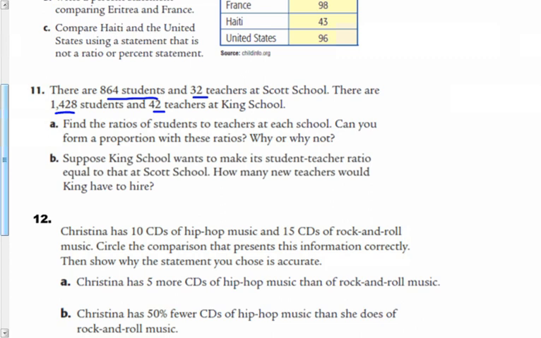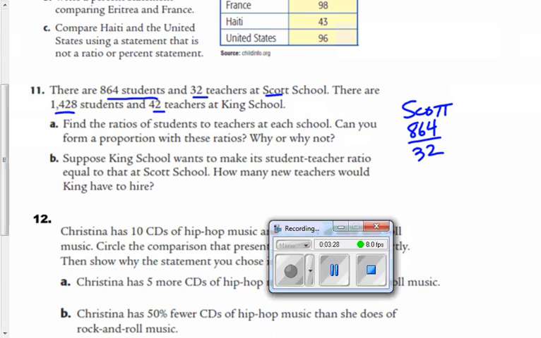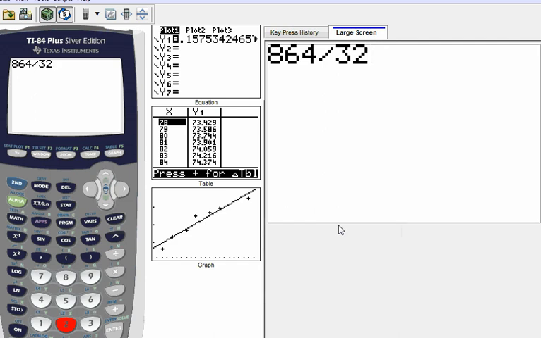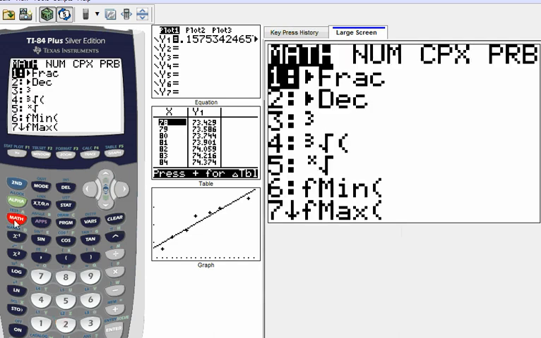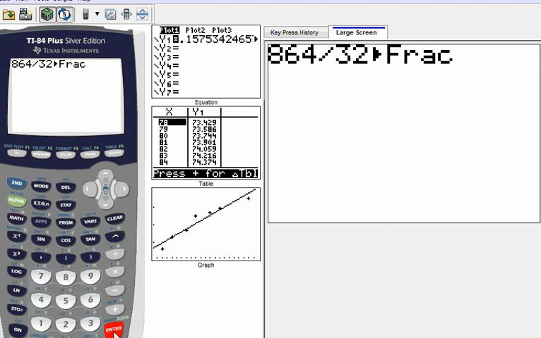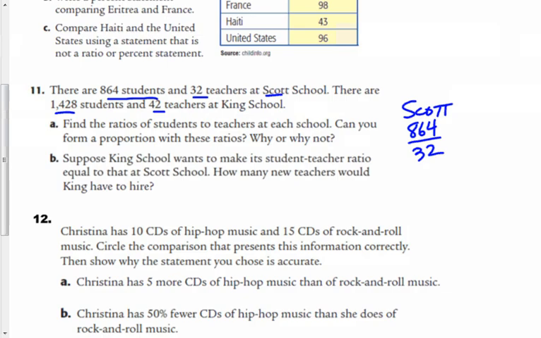So we want students to teachers at Scott. And that would be just this ratio, 864/32. Now if you want, you can always simplify that ratio, and you can use your calculator to do that. So I just typed 864 divided by 32 in my calculator, and I'm going to turn that into a fraction. The way I did that is I pressed my math button. And that's the same as 27/1. So that simplifies to 27/1. So in other words, 27 students for every 1 teacher.